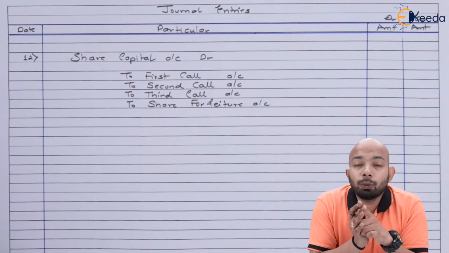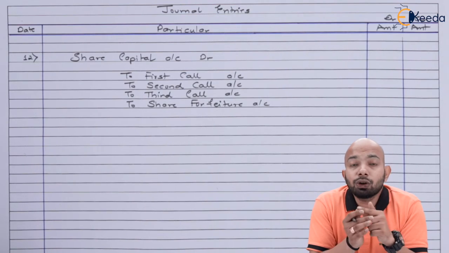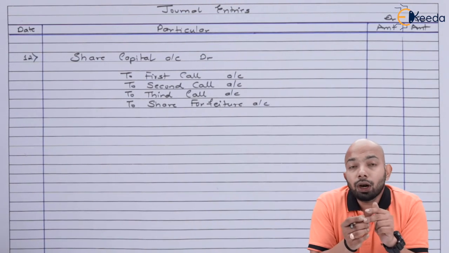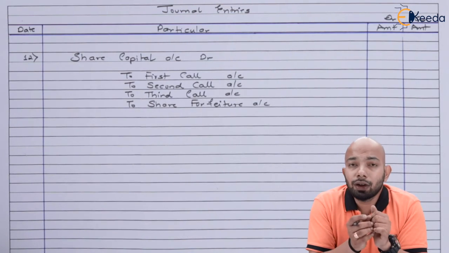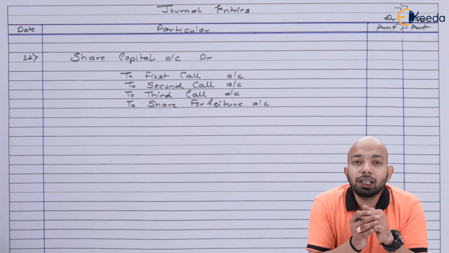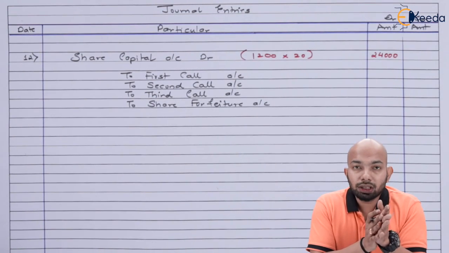So how many shares are going to be forfeited? That is 1200 shares. Why? Because 200 refers to John, 400 refers to George, and 600 refers to Bill. So the total is 1200 shares here. That will be multiplied by the called up money, that means 20 rupees. So the debit side total is 24,000.